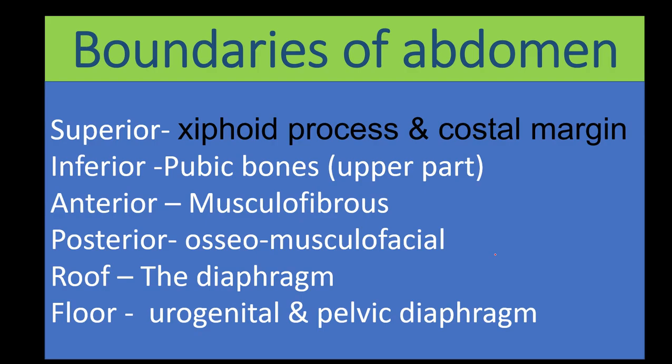So it's all about the boundary of the abdomen. In a quick recap: the superior part is formed by xiphoid process and costal margin. Inferior is formed by the pubic bone. Anterior wall is formed by musculofacial compartment, and it is a total of 8 layers. Posterior part is formed by the osseous, muscular and facial part. Roof is formed by the diaphragm, and floor is formed by urogenital and pelvic diaphragm. So thank you.